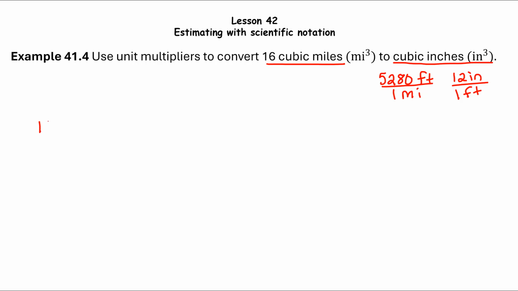So we've got 16 cubic miles, so we're going to start by writing that. And if it helps you, you can write it over 1, just to make sure you remember this is in the numerator, 16 cubic miles. Remember that cubic miles is kind of like miles times miles times miles. And so when you use a unit multiplier to make the cubic miles cancel out, you're going to have to multiply by that unit multiplier 3 times.